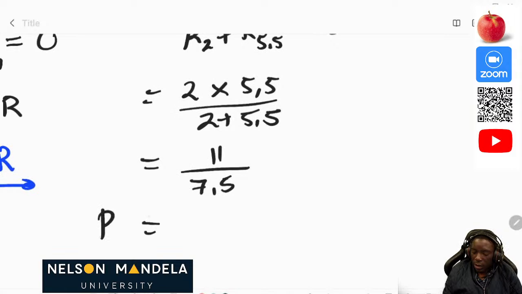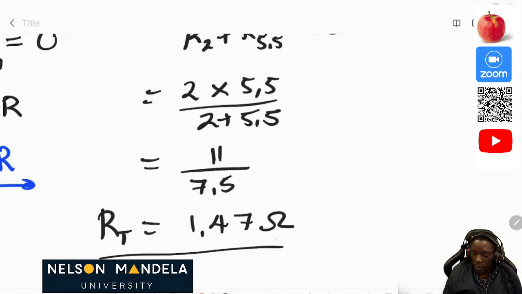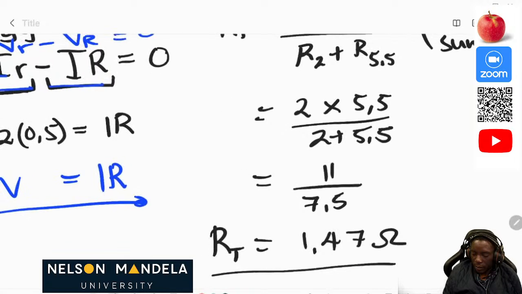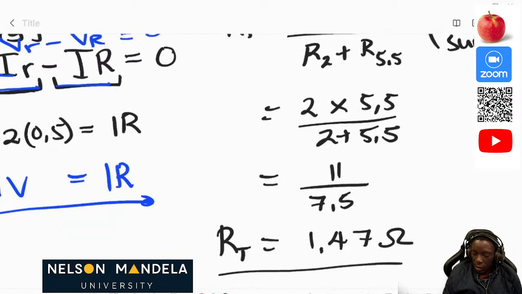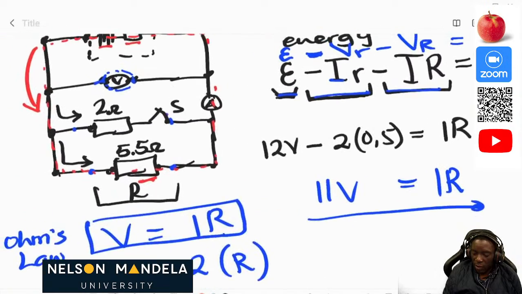The total resistance there of the two in parallel, you can calculate that. Tell us what you get. 11 over 7.5 is 1.47 ohms. So their effective resistance is 1.47 ohms.